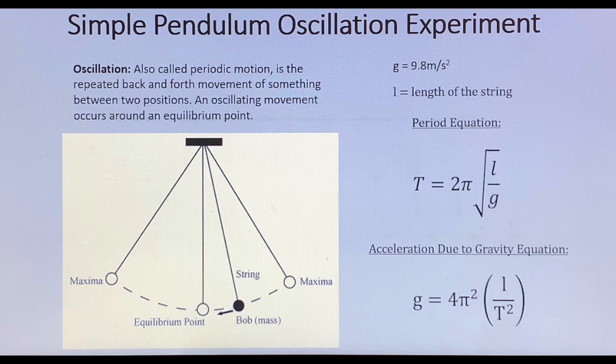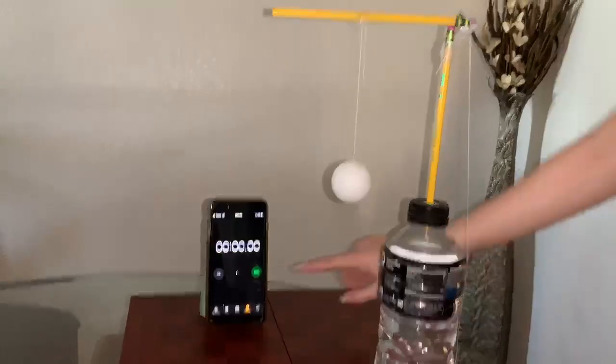This will be tested various times by changing the length of the string. Then the acceleration due to gravity can be calculated after finding the periods in order to compare experimental and theoretical values.